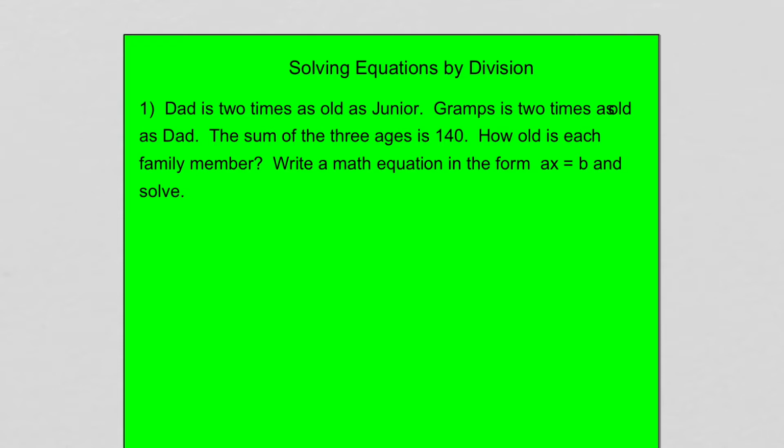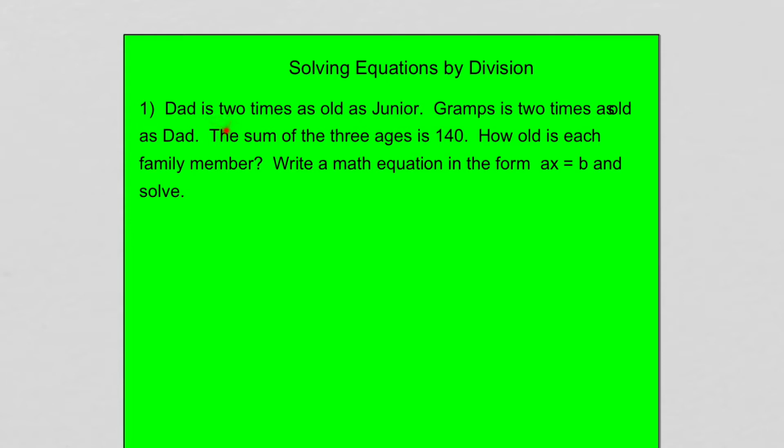It says, Dad is 2 times as old as Junior. Gramps is 2 times as old as Dad. The sum of the 3 ages is 140. How old is each family member? Write a math equation in the form ax equals b and solve. Well, we're going to write a math equation that looks like this to solve this problem.